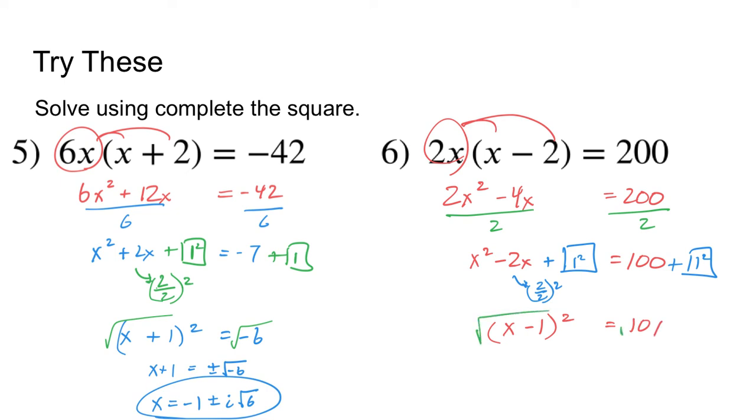I'll take the square root of both sides. I get x minus 1 equals plus or minus the square root of 101. Then I'll add my 1 to both sides. I get 1 plus or minus the square root of 101. 101 we can't simplify down at all.